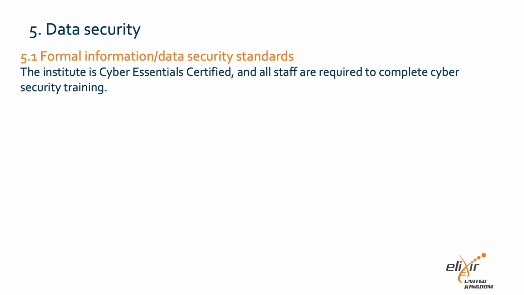Let's start with section number 5, the security of the data. This section consists of 2 subsections. In the first subsection, you have to provide details about any formal information standards with which your study is or will be compliant. In our example, the institute where the experiment will be held is Cyber Essentials certified, like most of the UK universities, and we will require all staff to complete cybersecurity training.